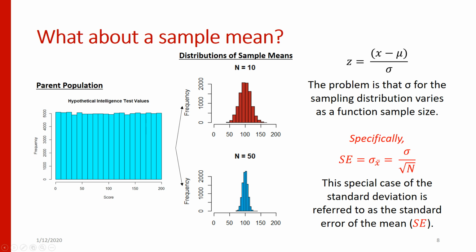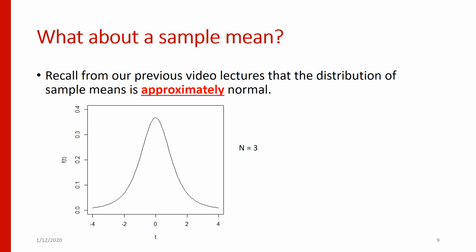Okay, so that is why this one gets proportionally smaller and a tighter distribution, because I'm dividing by the square root of 50 rather than the square root of 10. So I actually have much less variability when I have larger sample sizes in that distribution of sample means. The other issue, though, is that you'll recall from our previous video lectures and what I said a couple slides ago, is that the distribution of sample means is only approximately normal. And that feels a little wishy-washy at the moment. So we need to talk about, okay, how approximately normal is it?